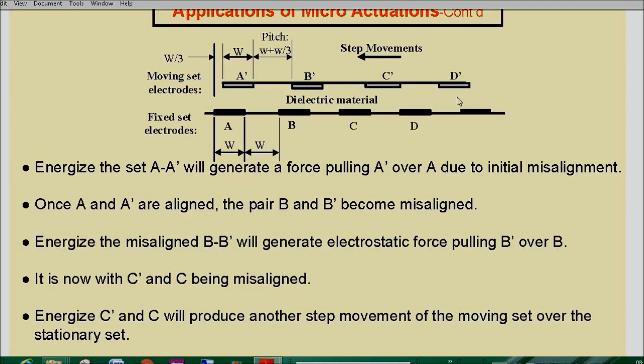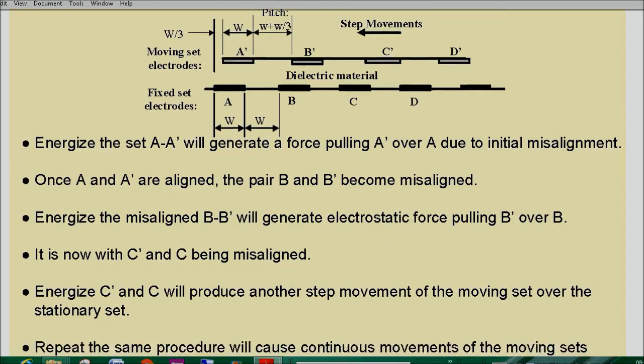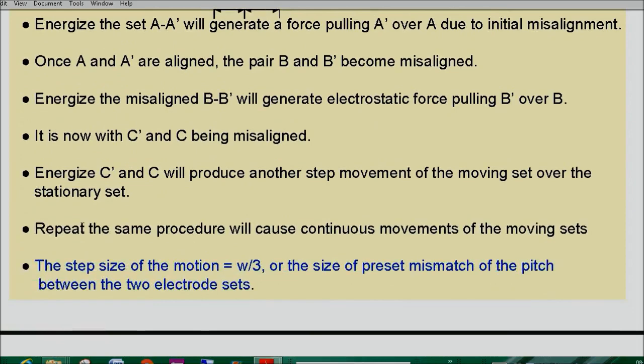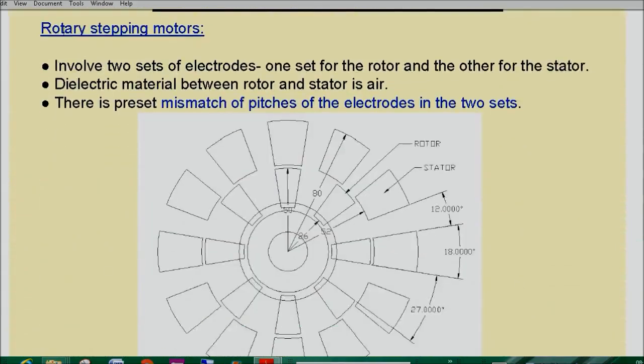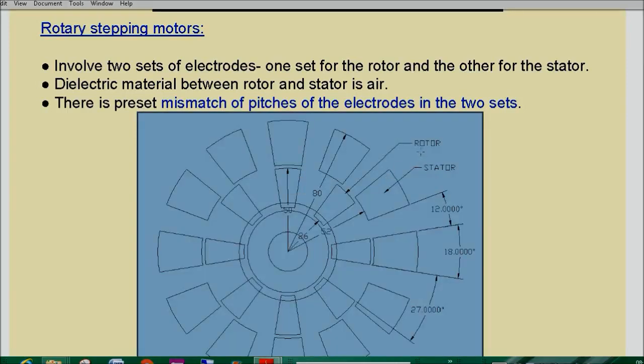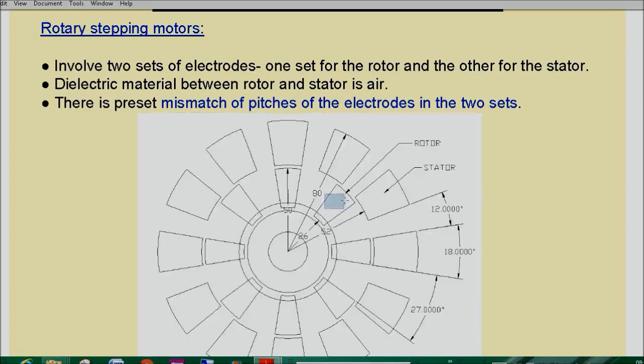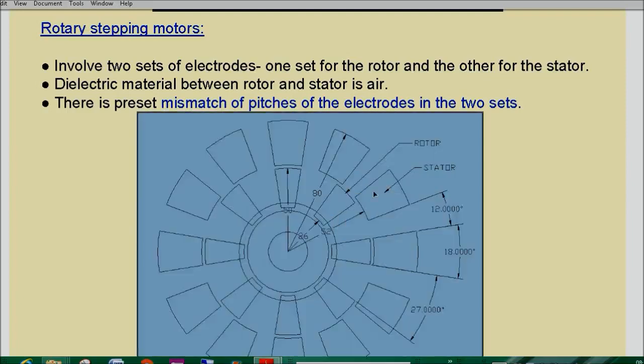So if you keep this in a rotational force direction, you understood this, but if you turn this and bend this into this one, then you can get the continuous movement in the rotational direction. So this is what the rotary stepper motor is, which involves two sets of electrodes, which you can see here, this part. One set is called a rotor, the rotating one, and the other one is the stator.